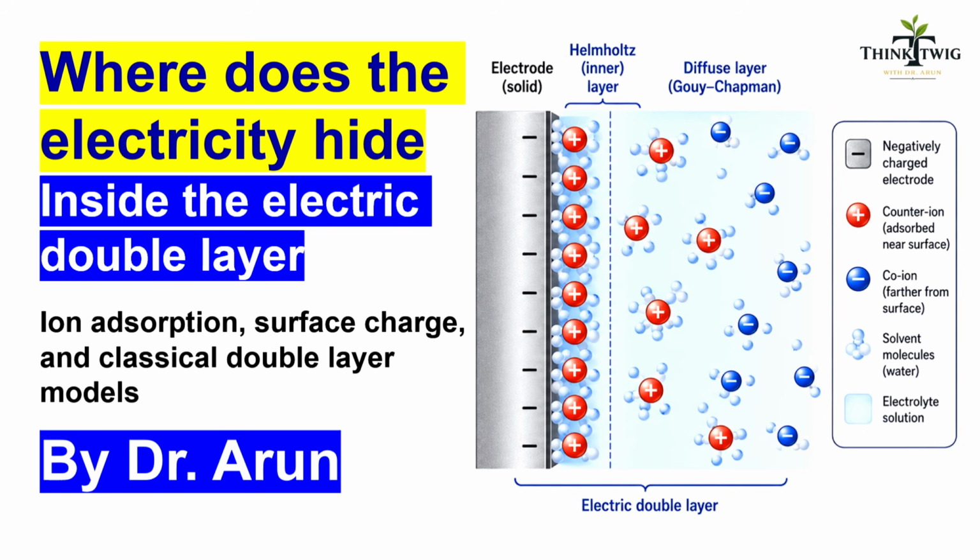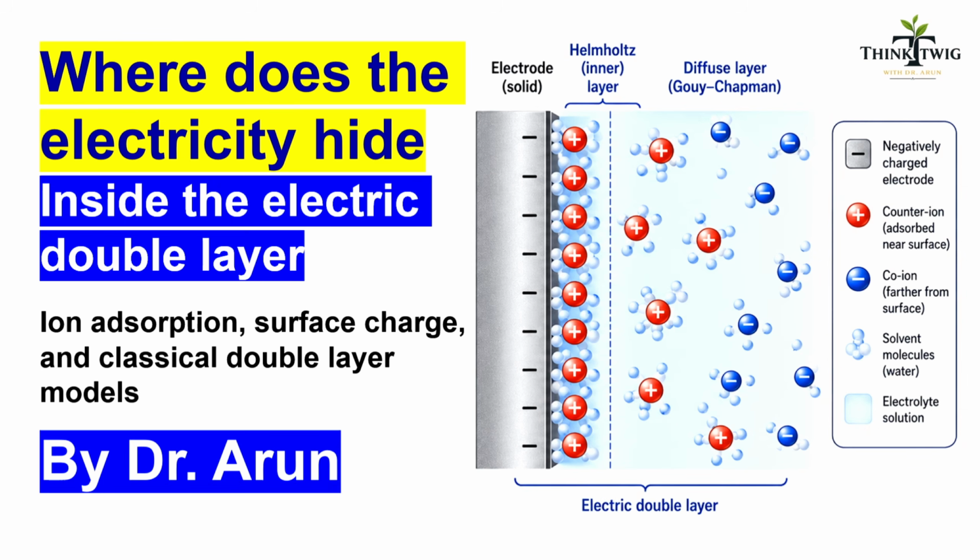Suppose you connect a supercapacitor to a power source, and within a very short time it becomes charged. Now disconnect it, and the device can still deliver electrical energy. But where was that energy stored? Did the electricity enter deep inside the electrolyte, or did it become trapped inside the carbon electrode? Or did something happen at the boundary where the electrode and electrolyte meet?